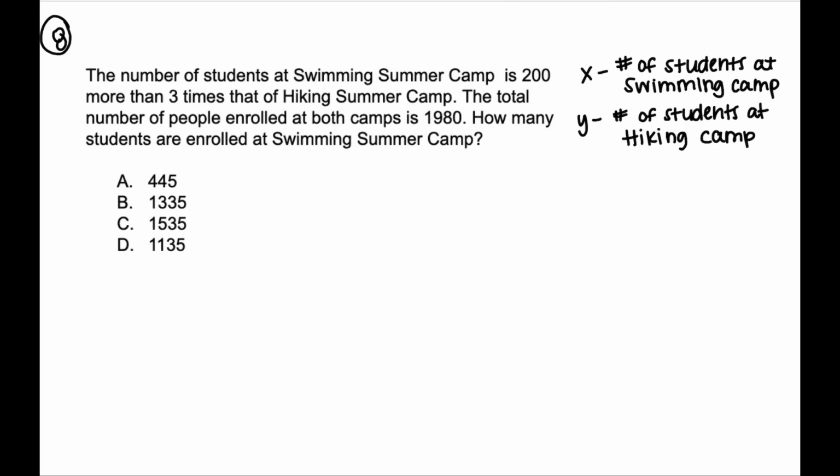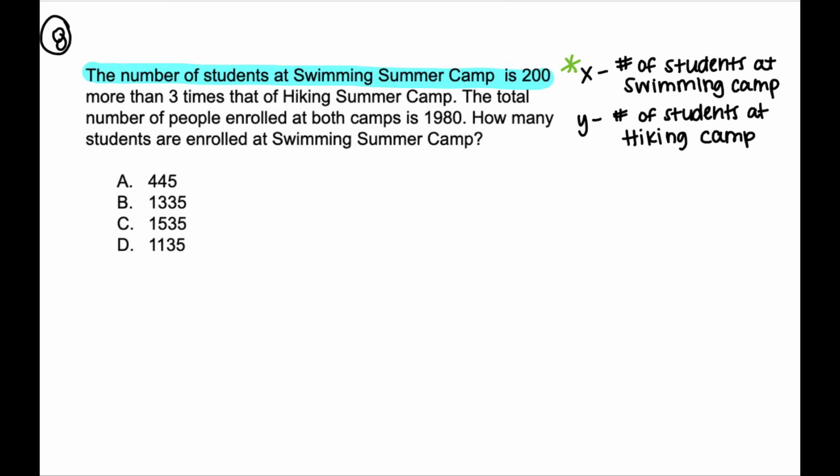All right, let's continue reading. The total number of people enrolled at both camps is 1,980. How many students are enrolled at swimming summer camp? So our question is asking us to find X. That's what we want to know.